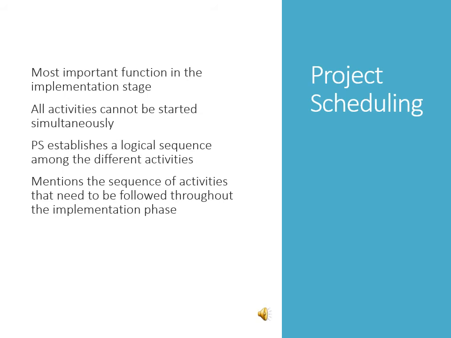Project scheduling is one of the most important functions in the implementation stage, where all activities cannot be started simultaneously. Project scheduling establishes a logical sequence among the different activities. It specifies the sequence of activities that need to be followed throughout the implementation phase.